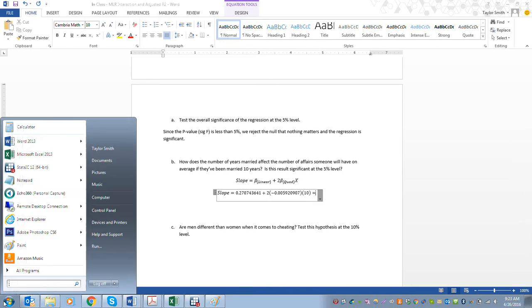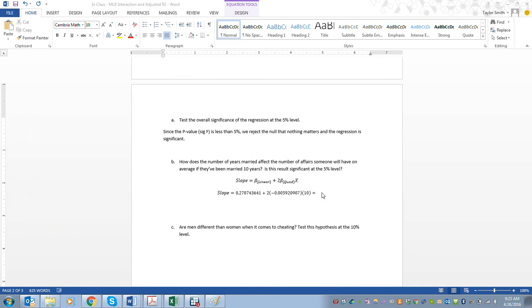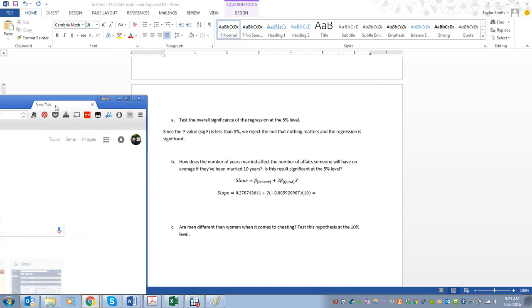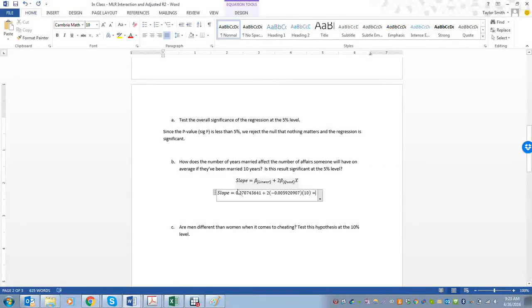Let me grab a calculator real quick. So we do 0.2707 plus 2 times... oh, come on, computer. Okay, I'm going to do this over here in Google. You can use your own calculator. Let's just grab this.